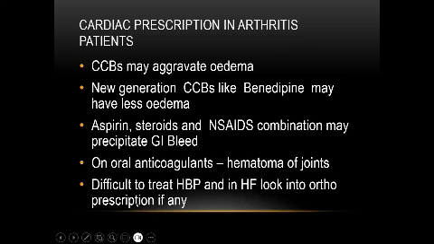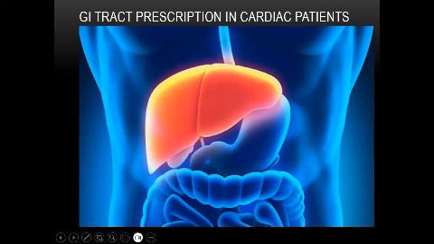Difficult to treat hypertension and heart failure in a patient? Always look at the arthritis prescription. Many times your blood pressure is not under control, and heart failure is not under control, because the patient is taking a COX-2 inhibitor, or a good amount of NSAIDs. That may be the cause, and instead of increasing your hypertensive drugs and heart failure drugs, remove the offending drugs, and you will have the benefit.